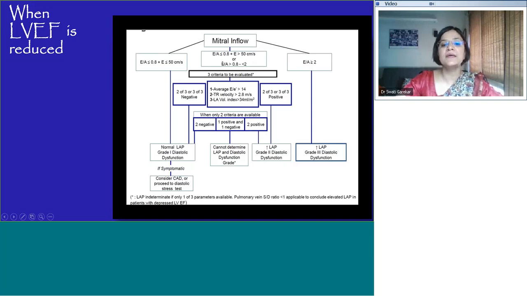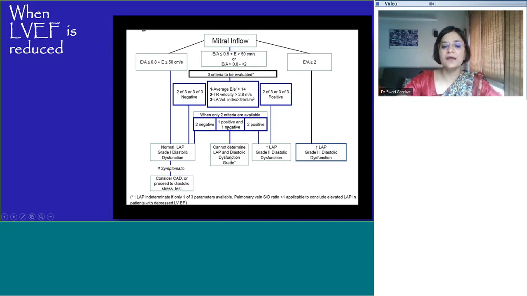In between, if your E by A is more than 0.8 but less than 2, then you have to look at other things. The very same things we looked at when the EF was normal, which is E by E prime, the TR velocity, which reflects the PA pressure, and the volume index of the left atrium, more than 34 ml per meter square. So if all three are abnormal, then you have grade 2 diastolic dysfunction with elevation of left atrial pressure.